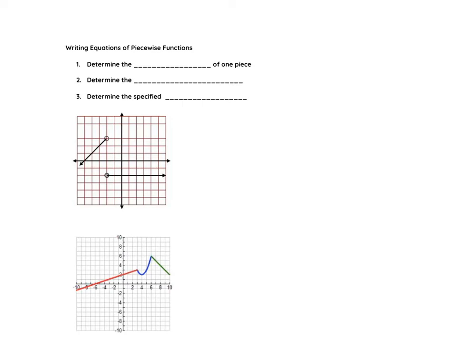Okay, so how are we going to write equations if we can't try to figure it out from something they've already given us? What we need to do is first determine the parent function. We have to know what the parent function is. Is it linear? Is it quadratic, exponential? What does it look like? After we do that, we have to figure out the transformations, and that's going to give us the entire function.